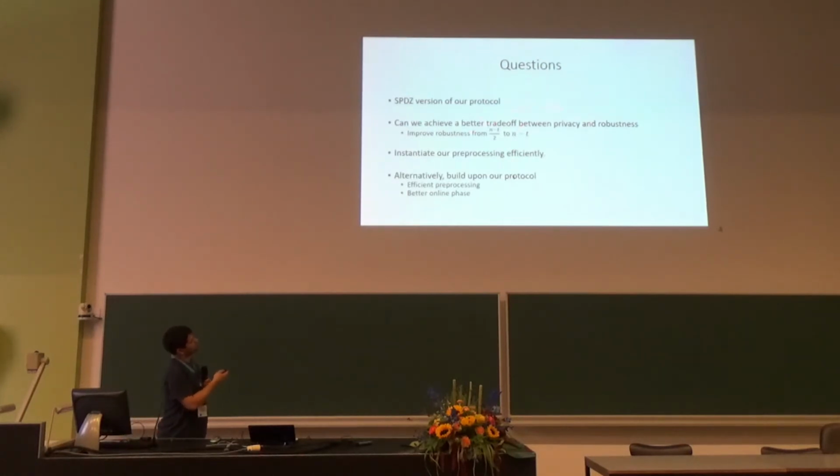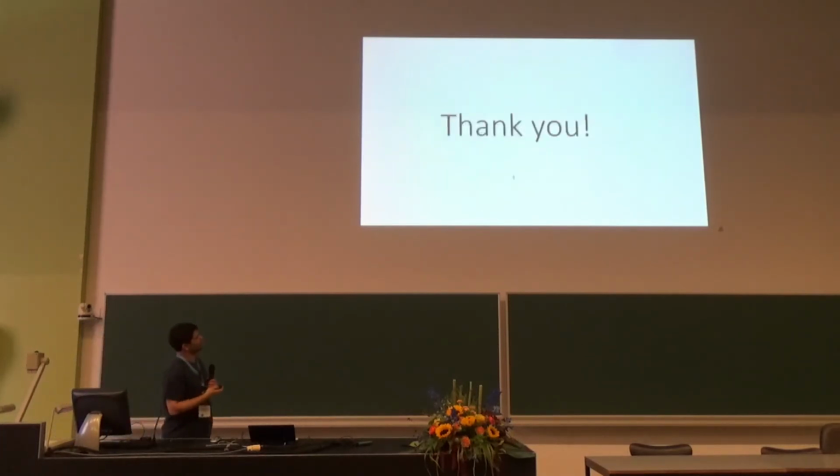Can we do a better trade-off, going from (n minus t) over 2 to n minus t? So we need to do something better than Reed-Solomon decoding. Instantiate the pre-processing efficiently, or come up with a protocol that uses efficient pre-processing, and yeah, a better online phase.